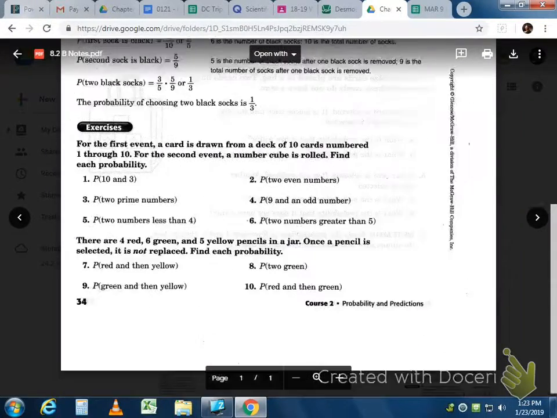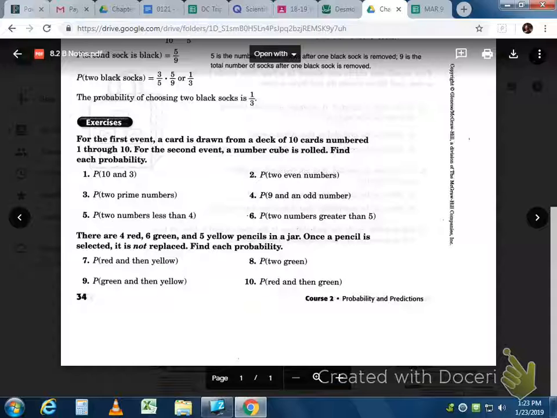The very first problem, it says, what is the probability of drawing a 10 and rolling a 3? So out of that deck of cards, what is the probability of getting the 10? What is it? 1/10. I'm going to put it all over here because I cannot fit this any better. Okay, so first of all, the probability of the 10 is 1/10.